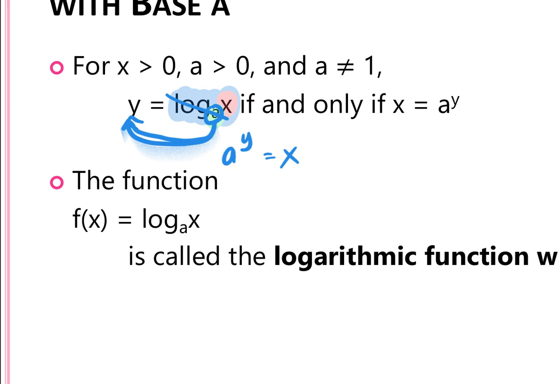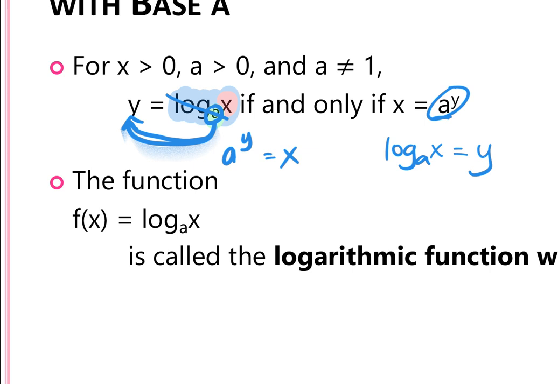And in the reverse, this pairing will never stay together. So that base on the exponential function, the a, becomes the base on the log. The x joins it, and the y is left by itself. So no pairing is left together, whether you're going from log to exponential or exponential to log. Okay. So the function makes it an f of x.